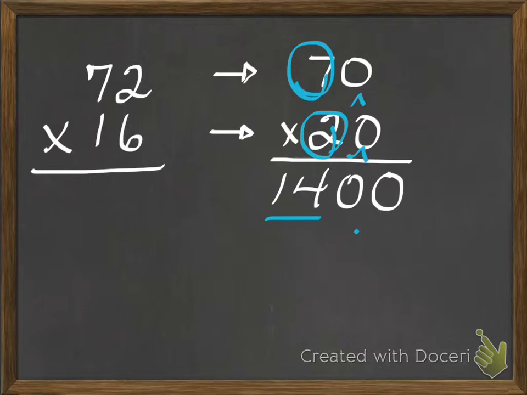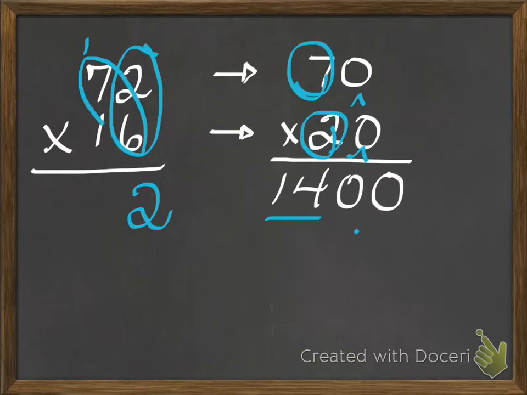Now I'm ready to multiply 72 times 16, so I'm going to start with the 6. I'm going to multiply it times the 2. Then I'm going to multiply it times the 7. Remember, I go this way across. Okay? So 6 times 2 is my first part. 6 times 2 is 12. I carry the 1. Now I'm going to do 6 times 7. 6 times 7 is 42, plus 1 more is 43. So I write that down.